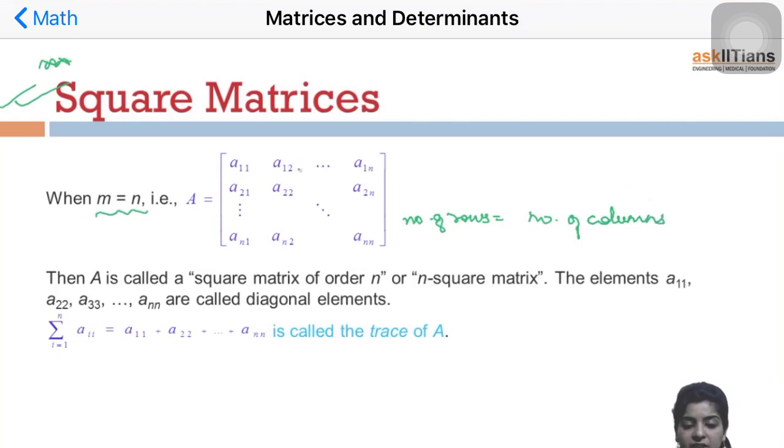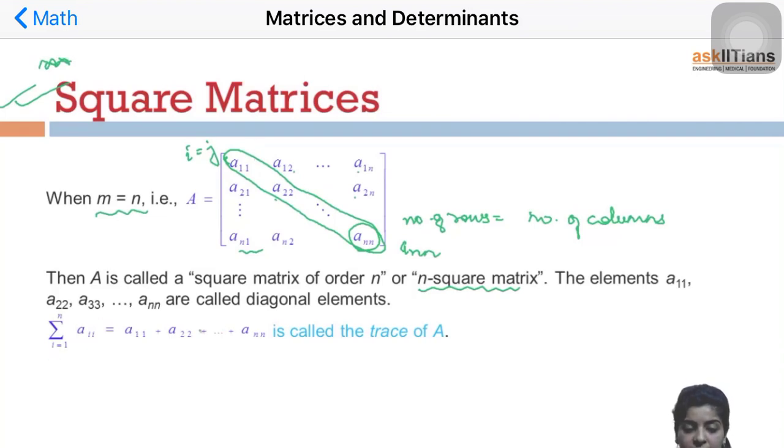So I have the matrix A11, A12, A1n, A21, A22, A2n, An1, An2, Ann. Just note that we have Ann and not Amn. So we term it as an n square matrix or a square matrix of order n. The elements A11, A22, Ann are termed the diagonal elements. Just see, these are the diagonal elements, or you can say the elements for which i equals j.